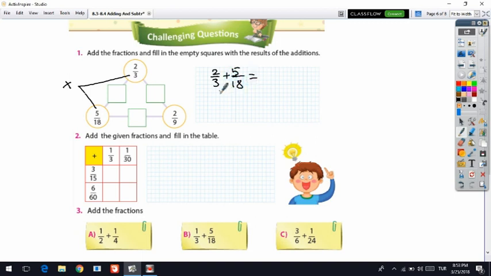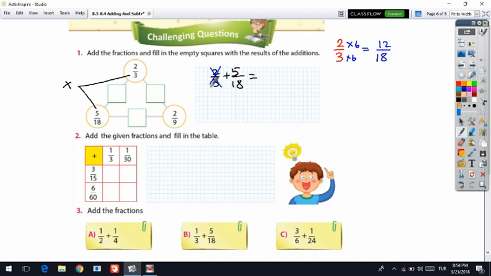Okay, so first, can we add them? No. First, we have to equalize them. How can we equalize them? You choose the fraction which has smallest denominator, that is 2 over 3. After that, you look at the bigger denominator, that is 18. How can we get 18 from 3? By multiply by 6. You write here 6, you write here 6. Everybody, 2 times 6 is equal to 12. 3 times 6 is equal to 18.